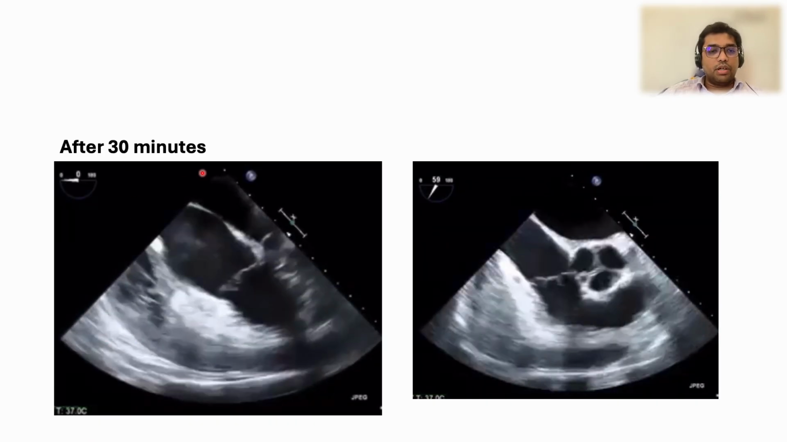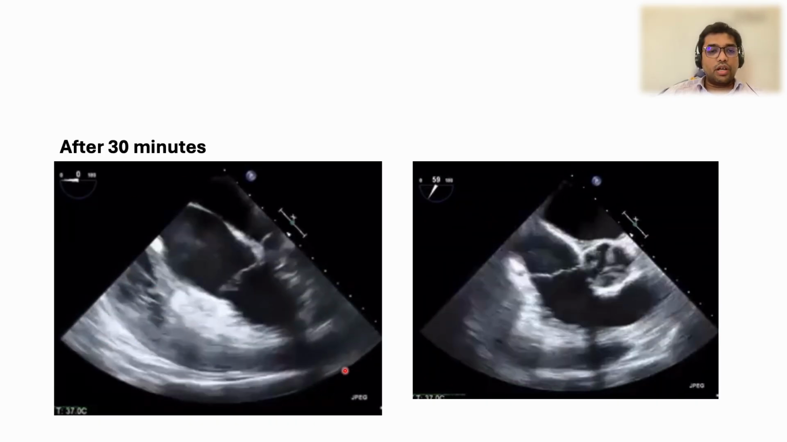And after 30 minutes, in the same patient, you can see over here there is a formation of multiple fibrillary strands inside this pericardial cavity. And you can see over here the translucency of the tissue has changed. So it is slowly becoming more like your myocardium. And there is a formation of a definite clot in your RV inflow outflow view. You can see over here outside your RV.